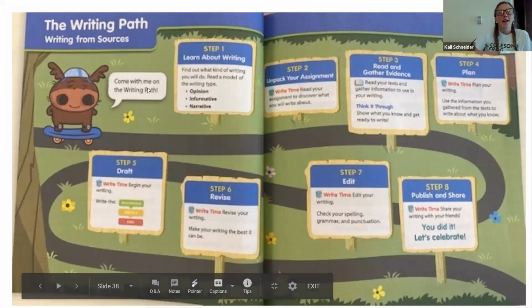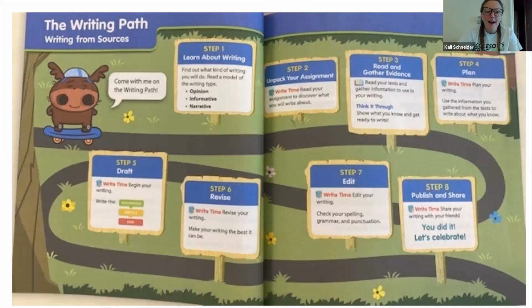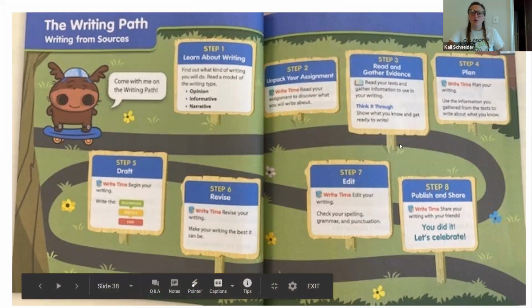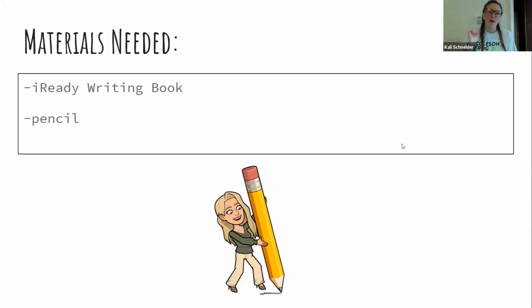So hello, Herschel. Hey, we're going on that path. We are down on step 5 still in their middle area. So we're going to build on from what we did yesterday to today. So please make sure you have your iReady writing book and a pencil. You need those 2 things today, iReady writing book and a pencil.